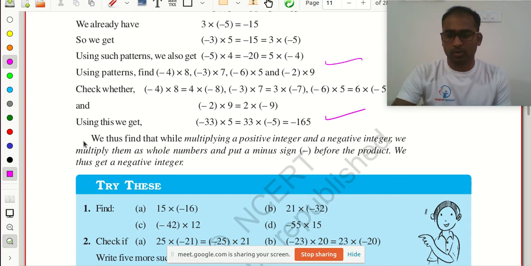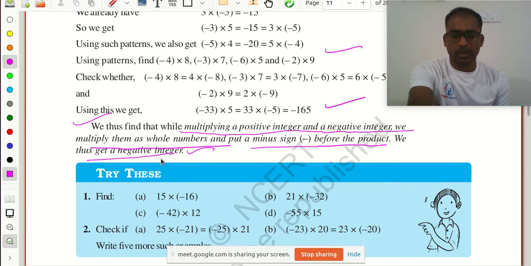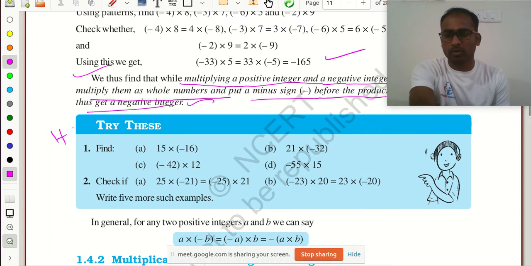So here, just go through this. While multiplying a positive integer and a negative integer, we multiply them as whole numbers and put a minus sign before the product, and we thus get a negative integer. Clear now? And this is the homework for you. You solve these things.